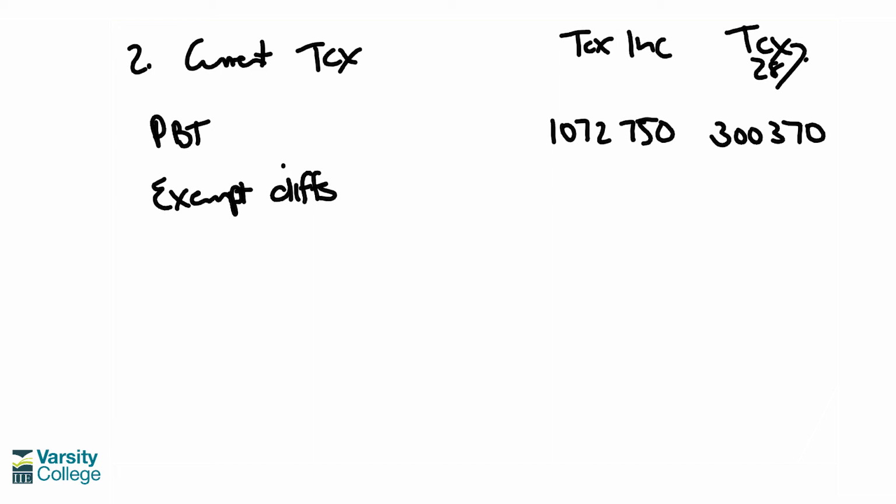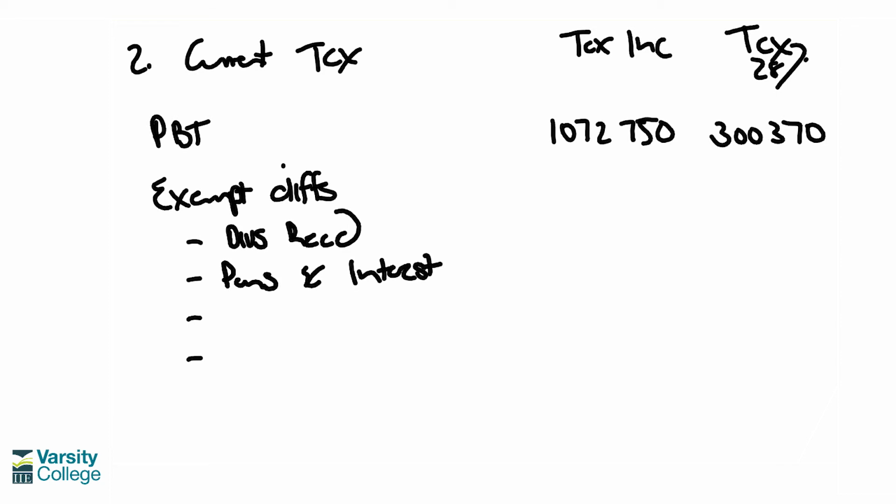And then the other exempt difference that we've got was also given in the question, and that was the donations. So we've got 4 exempt differences. Just list them, and then we'll pop all the numbers in. So dividends received, penalties and interest, donations, and fair value adjustment on land.